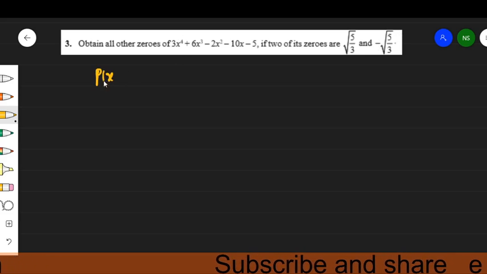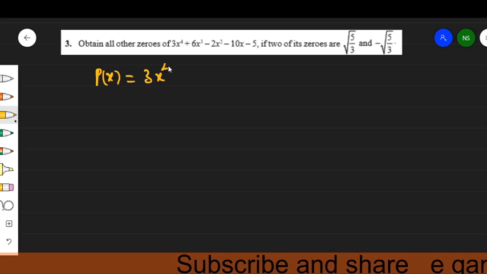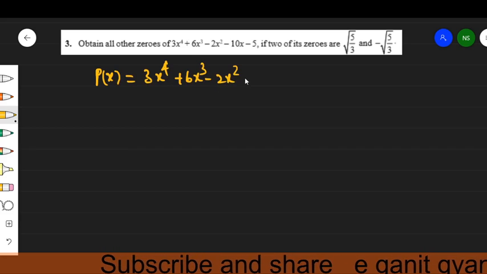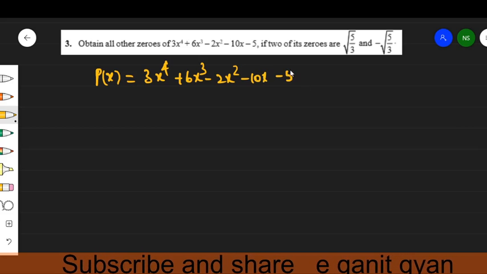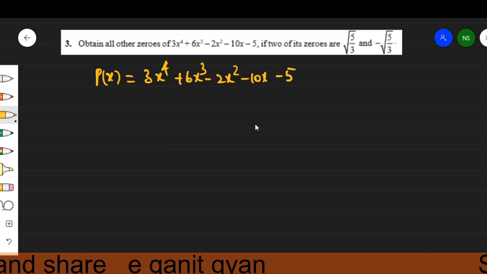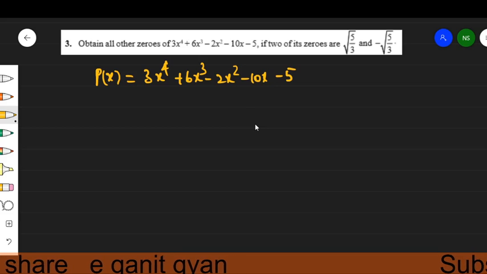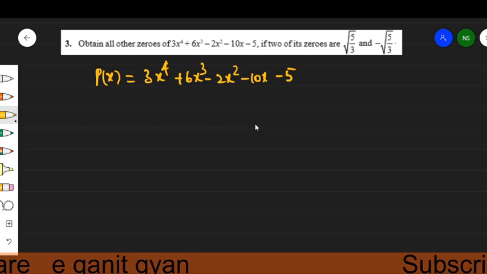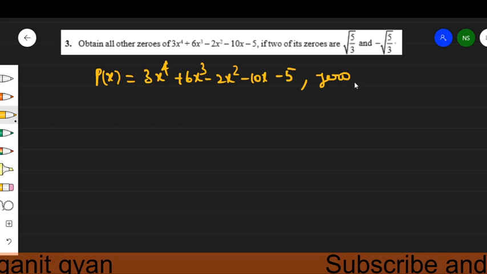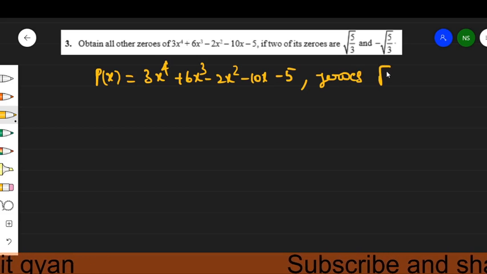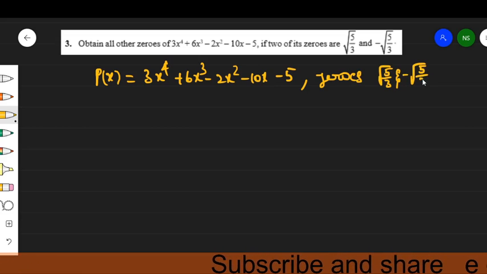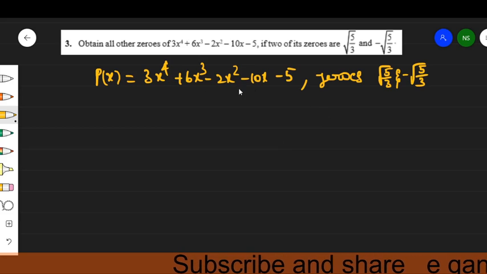The given polynomial in terms of x is 3x power 4 plus 6x cube minus 2x square minus 10x minus 5. So we have a polynomial here, p of x equals 3x power 4 plus 6x cube minus 2x square minus 10x minus 5, and they already gave two zeros for us. What are the zeros they have given here? Root 5 by 3 and minus root 5 by 3.